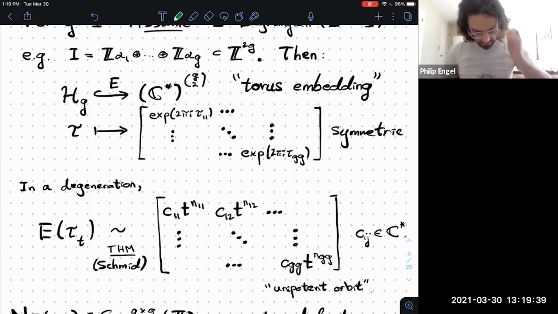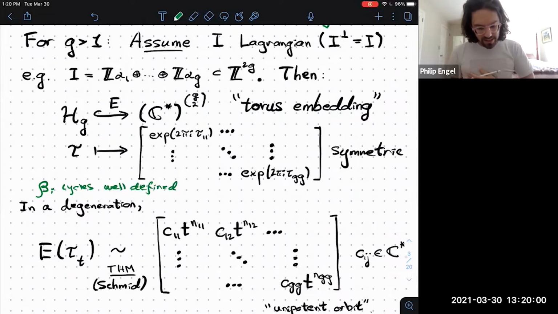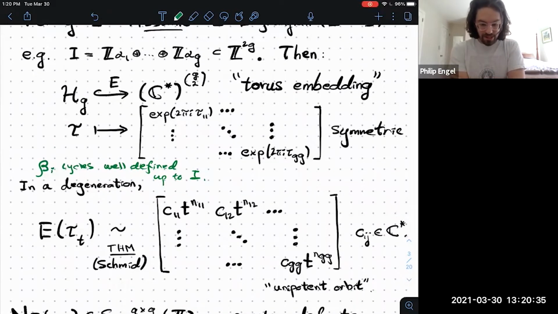So what is this torus embedding? It's relatively straightforward. These beta i cycles are well defined, given this distinguished subspace spanned by the alpha i's, up to translation in I. But because we normalized our one form so that the integral against all the alphas was 1 or 0, all of the numbers in this whole period matrix are well defined up to an integer. So we can just exponentiate every coordinate. We exponentiate each coordinate of the period matrix, and what we get is a symmetric matrix whose coefficients are elements of C star.